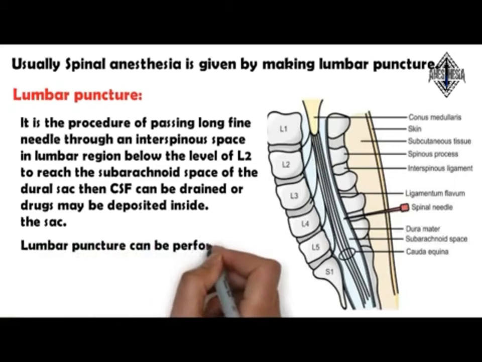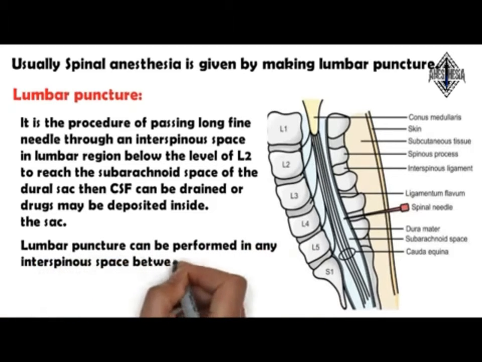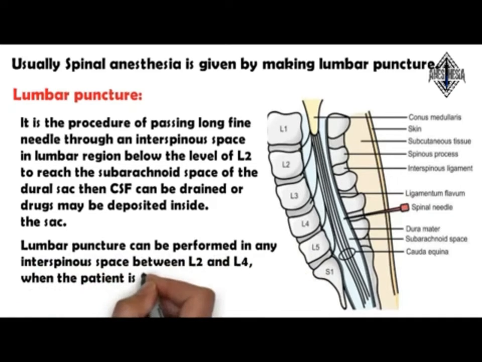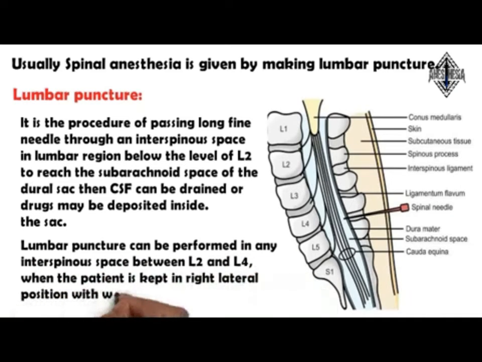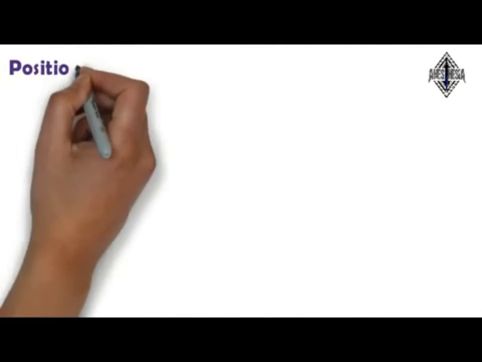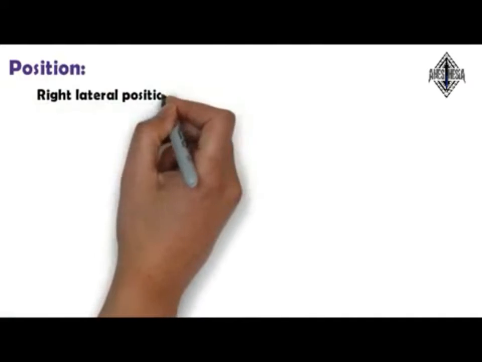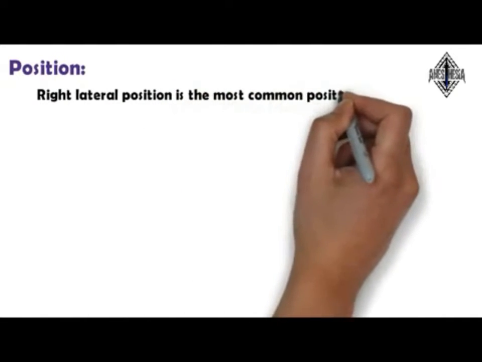Lumbar puncture can be performed in any interspinous space between L2 and L4, when the patient is kept in right lateral position with a well-flexed spinal column. Position. Right lateral position is the most common position used.